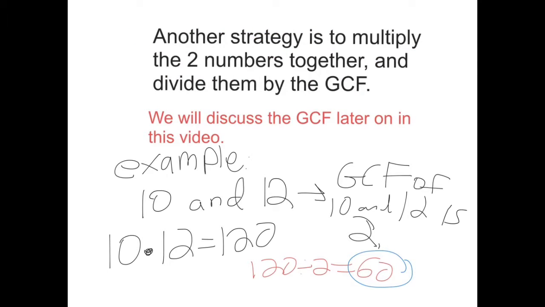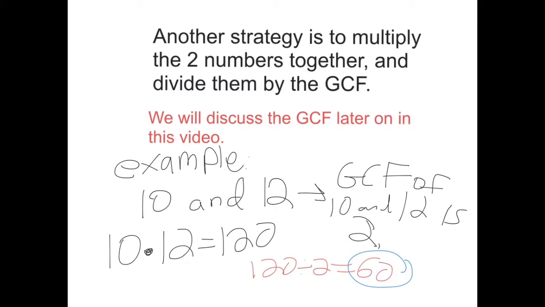Another strategy is to multiply the two numbers together and divide them by the greatest common factor. We will discuss the greatest common factor later on in this video. For example, 10 and 12 are the numbers that we are going to be working with. The greatest common factor of 10 and 12 is 2.